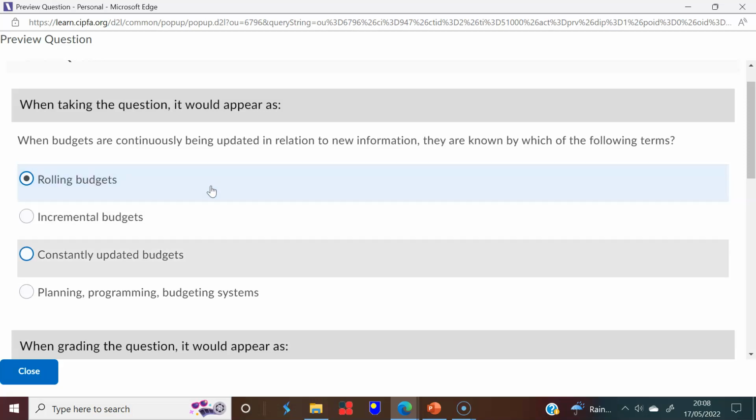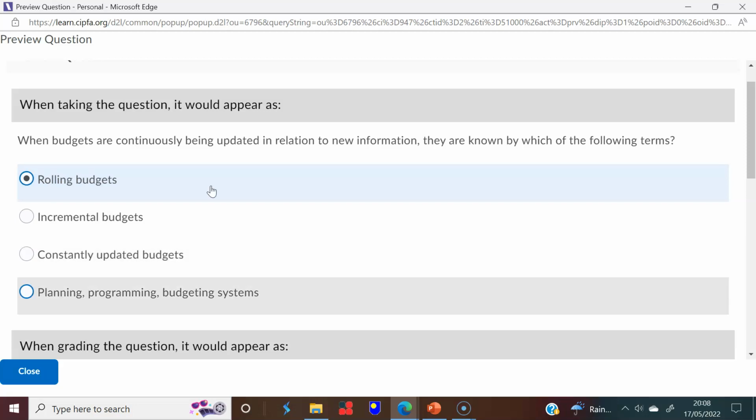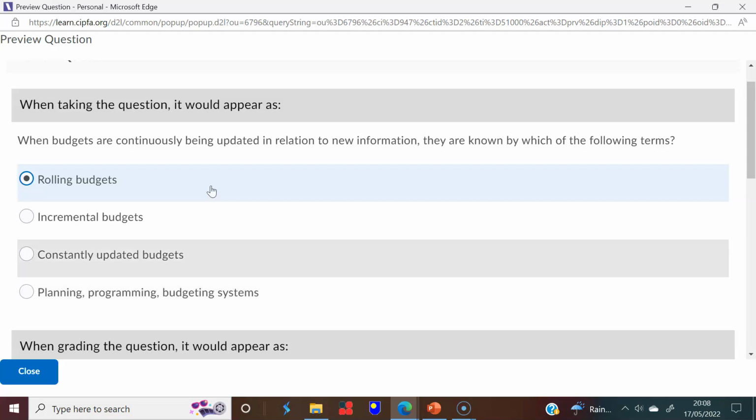There's no technical term for constantly updated budgets. This is not a technical term. And planning and programming budgeting system is about the system itself, right? In terms of looking at the future and the holistic, the rounded nature of budgeting. But the idea of regularly, maybe every quarter or every 6 months or every year, assessing the budget for changes, it's a rolling budget.